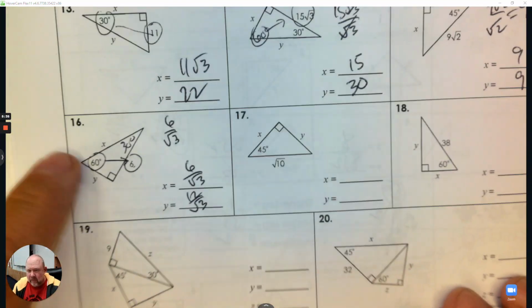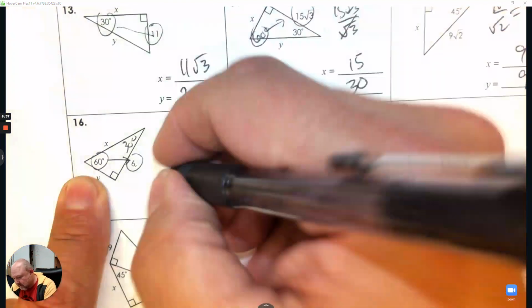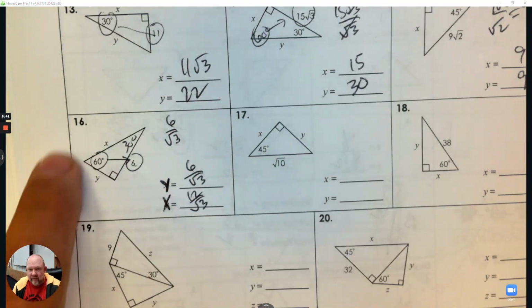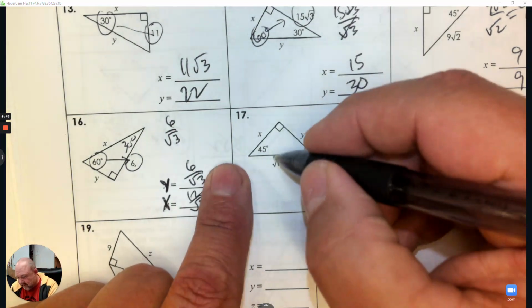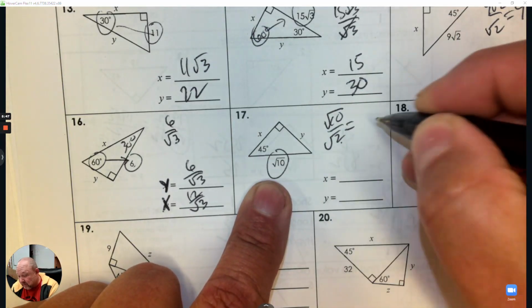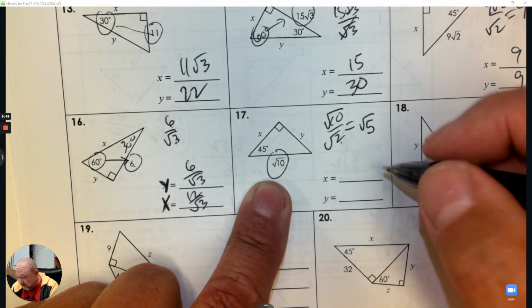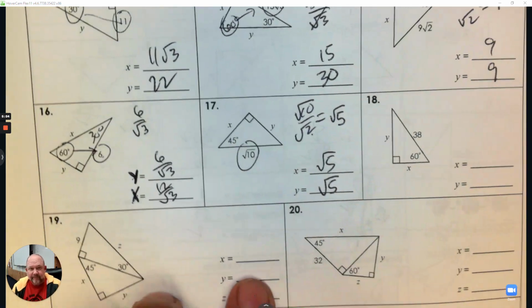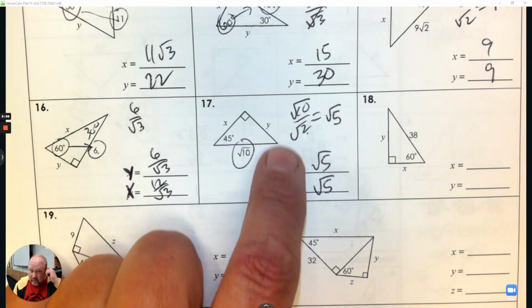That's for the, oops, I mixed up. The y is the shorter leg. I'm going to just do this. And the x is the longer side. Here, I'm going to divide by root 2. Now 10 divided by 2 is 5, so that's actually root 5. Both of them. Nice and simple. Some practice with square roots, which we haven't done much yet.